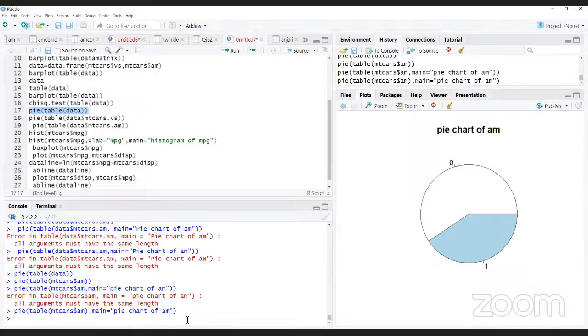So this is all about the data visualization and the R script that we have presented to you. And now you can analyze your own data as per your own requirement.